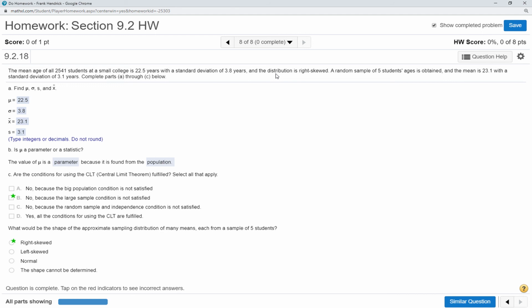What is the shape of the approximate sampling distribution of the means, each from a sample of 5 students? It would be right skewed here. It'll conform to the population, which is right skewed.